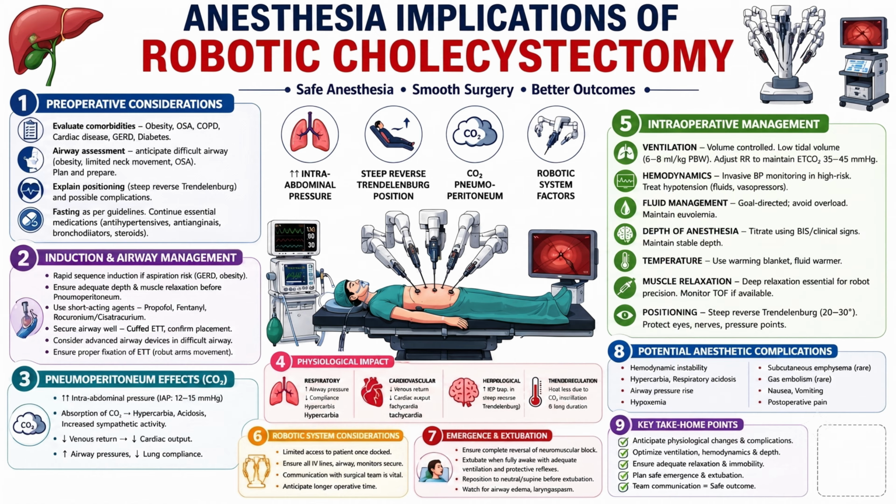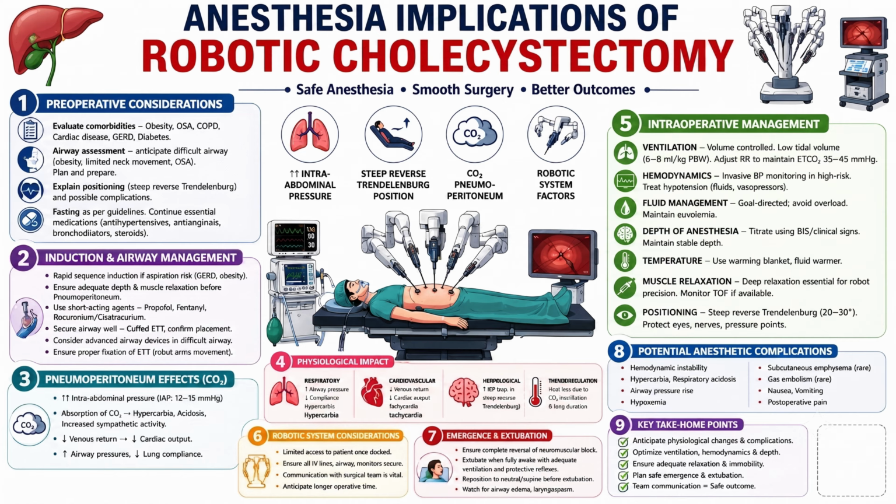The surgeon requires a stable and immobile surgical field, and even small patient movements can interfere with robotic instruments. Therefore, adequate muscle relaxation should be maintained throughout the procedure. When available, quantitative neuromuscular monitoring using train-of-4 monitoring can help guide the depth of blockade and ensure appropriate reversal at the end. Now, we come to one of the most important unique aspects of robotic surgery, the robotic system itself.